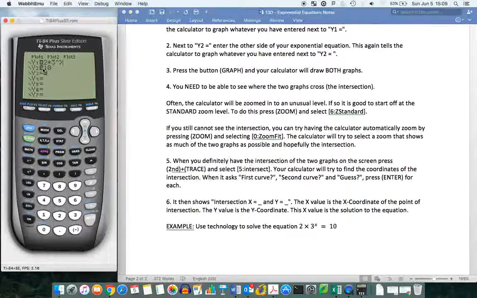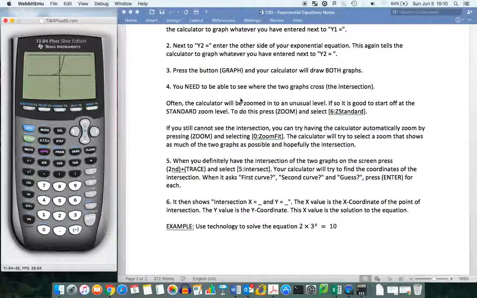Now just make sure that these two are highlighted. The calculator will draw everything that you've told it to draw, so you need to tell it to draw both of these graphs. So step 3, press the button graph and your calculator will draw both graphs. So you'll see this button here, graph. The calculator's working. There's the first graph. That was the y1 equals, and there's the second graph there.